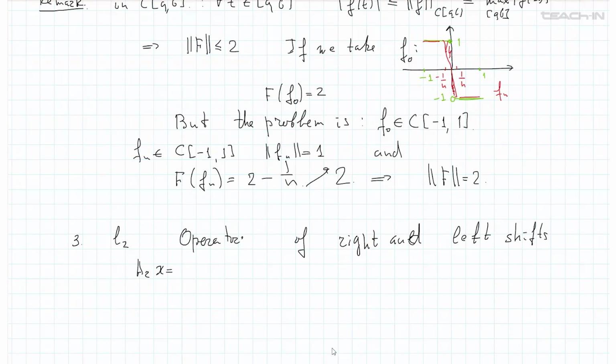How does it work? On the first coordinate we put 0, and all the sequence x we shift to the right. Yes, and the operator of left shift takes away the first coordinate, and we begin from the second coordinate. Okay.